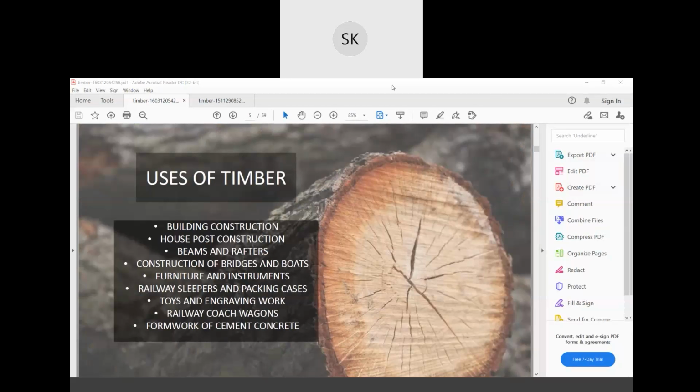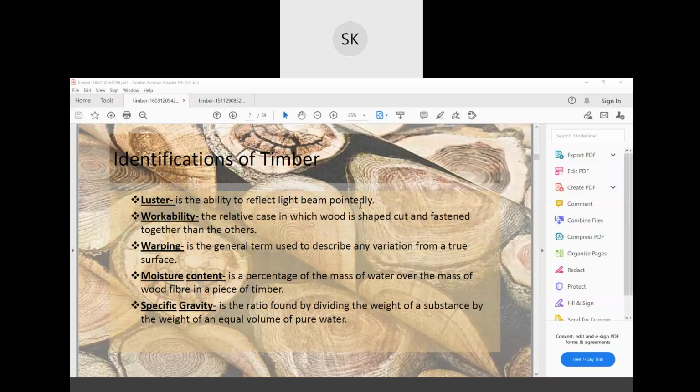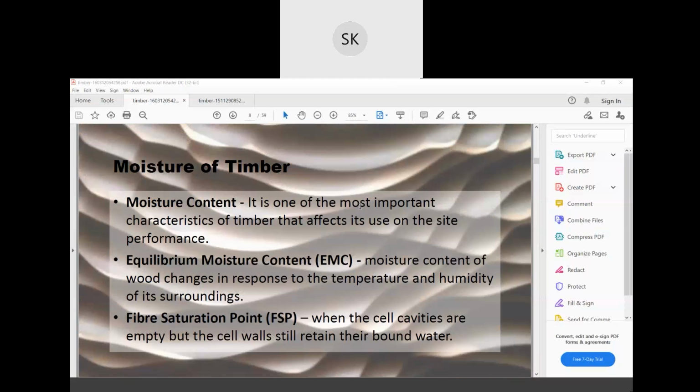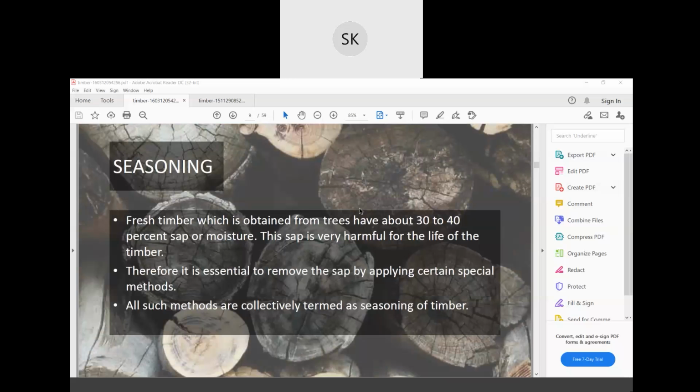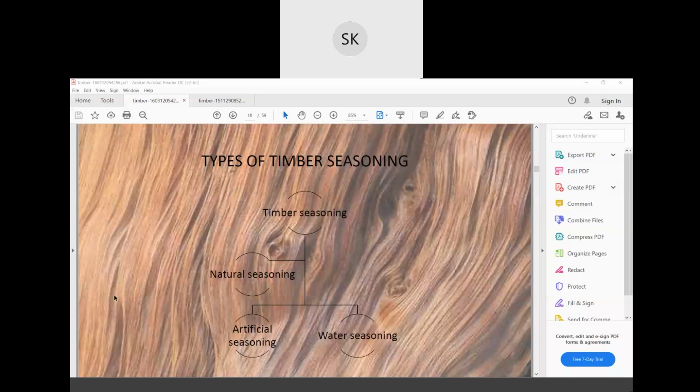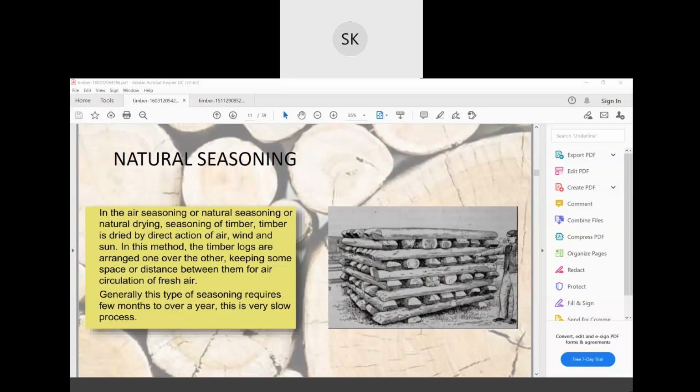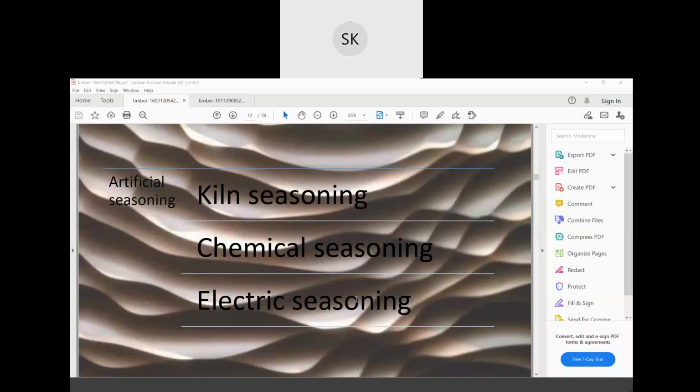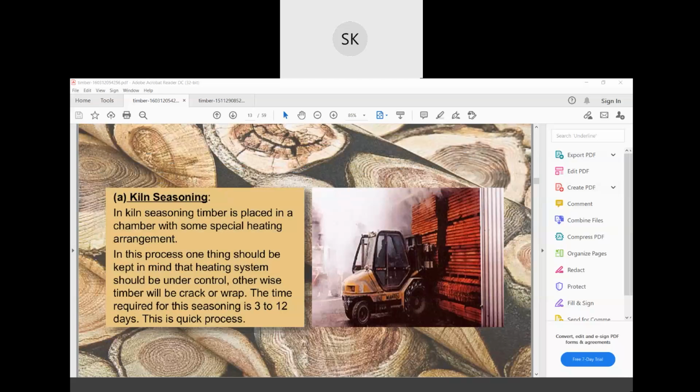These are the different uses of timber in our day-to-day life. You can identify the timber. These are the moisture of timber, moisture content, equilibrium moisture content, fiber saturation point, seasoning. As we discussed, these are the different seasoning: natural, artificial, or there is one more, water seasoning. Natural, you just keep a stack of logs in a storage room or some place, and naturally it dries. In artificial, we have kiln, chemical, and electric.